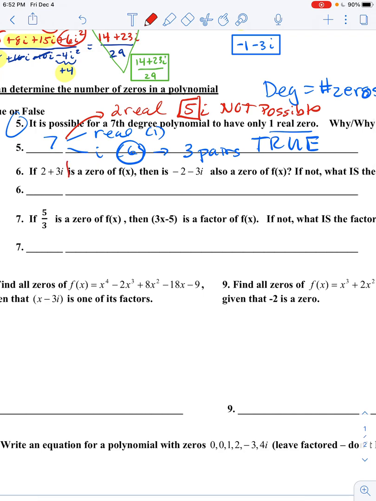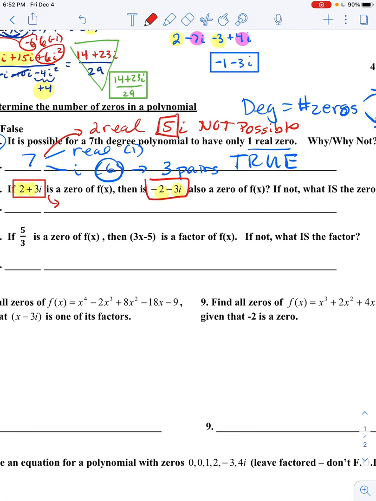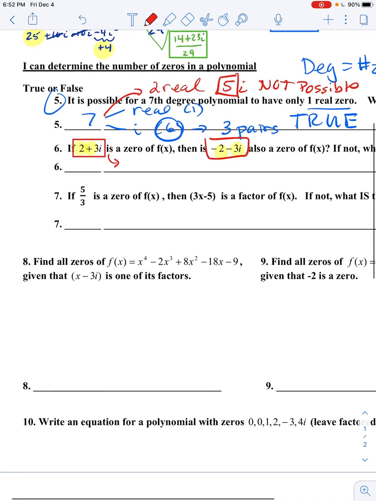Here, if 2 plus 3i is a zero, then the conjugate would also be a zero, but they gave me this. That's not the conjugate. In the conjugate, you only change the sign of the i, which they did do, but they also changed the sign of the 2. So these are actually total opposites. It says if 2 plus 3i is a zero, then is this a zero? And the answer to that is going to be a no.